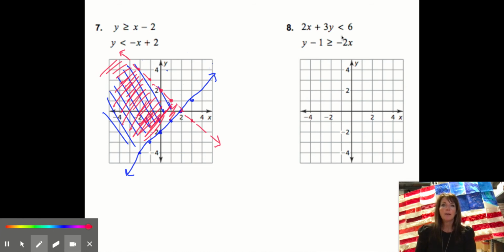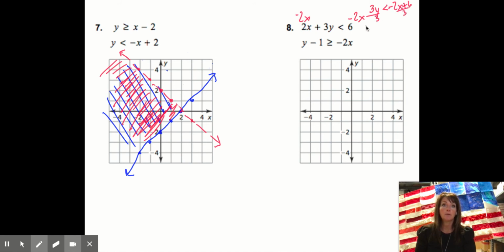So I'm going to go ahead and work this out for you. So here we go. Let's go ahead and subtract the 2x. So we'll get 3y equal to negative, see how easy it is to substitute in these equal signs, is less than this negative 2x plus 6. Then we're dividing by 3, which is positive. So the first equation, y is less than negative 2 over 3x plus 2.